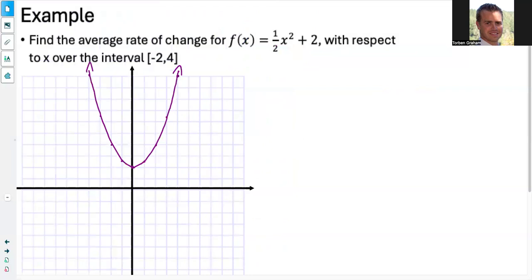Now, for example, find the average rate of change for f of x equals 1/2 x squared plus 2 with respect to x over the interval from -2 to 4. So essentially, we want to know the slope, or average slope, between when x is -2, so x is -2 here, and 4, which would be here. So we essentially want to know the slope of this secant line.